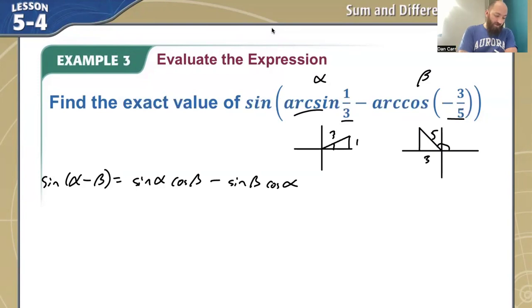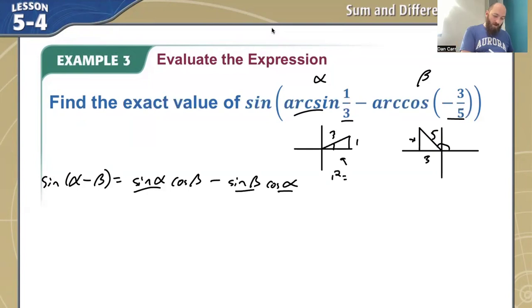So what I need to do is I need a little bit more information because when I evaluate this, taking sine of alpha, which I do know it's 1/3, but I'm also going to need the sine of beta. So that means I need to know this side right here. Same thing with cosines. The cosine of beta I have, but I need to find the cosine of alpha. So I need to find this side here. So we can do our Pythagorean theorem real quick.